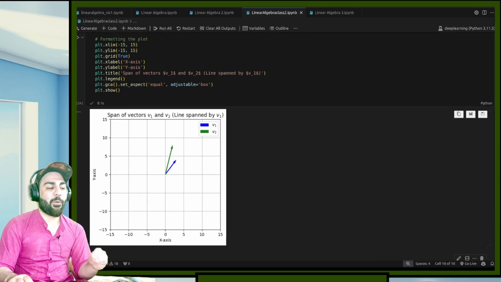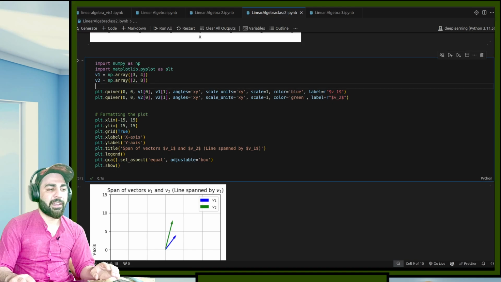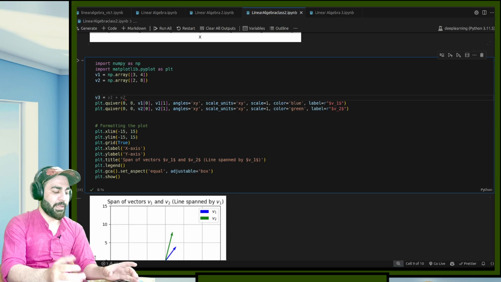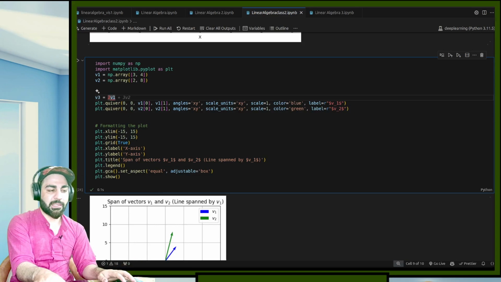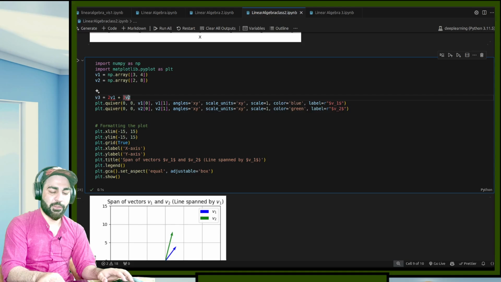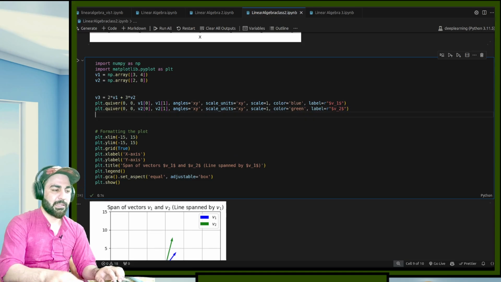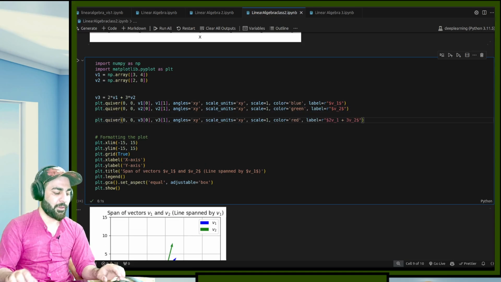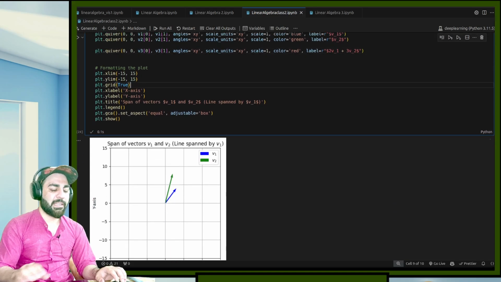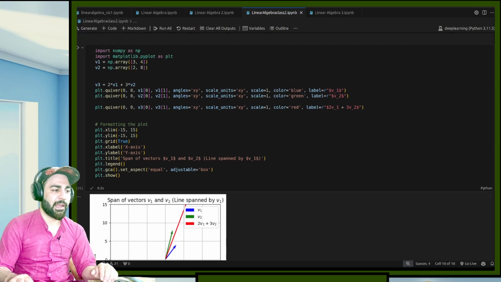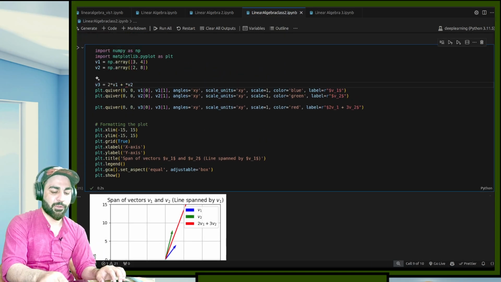Now I want to take a linear combination. Let me define v3. So v3 will be a combination, let's suppose v3 is equal to 2 times v1 plus 3 times v2, but I should add multiplication signs in between to abide by the Python syntax. Then I'll plot this v3. Now this v3 is the linear combination, 2 times v1 and 3 times v2. Let's make it only one time so that it is visible on the screen.